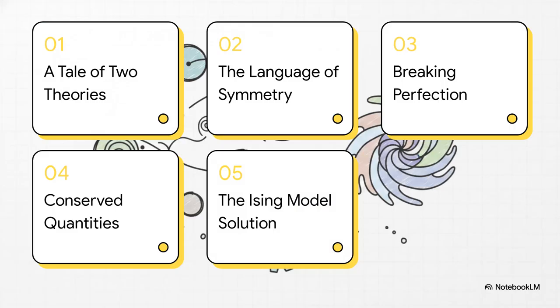So here's how we're going to break this down. We're going to follow the paper's own beautiful logic. First, we'll set the stage, this tale of two theories, massless versus massive. Then, we'll learn the essential language we need, the language of symmetry in CFT. After that, we'll get to the main event, Zamolodchikov's wild idea to carefully break that perfect symmetry. And finally, we'll see the stunning payoff, a complete, exact solution to a famous physics problem.